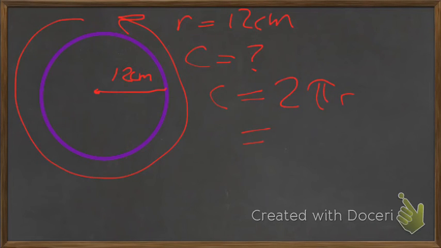Remember, for pi, what value do we use? Three. You gotta be louder. I can hear you, they can't. Is that correct? 3.14. There you go. Okay, 12.